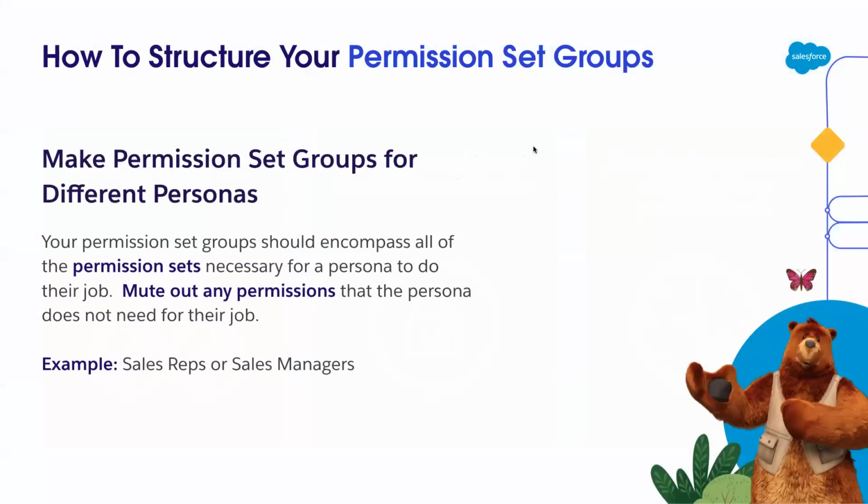So let's talk a little bit about how to structure your permission set groups. You're going to want to make your permission set groups for different personas or a larger job to be done. Your permission set group should encompass all of the permission sets necessary for a persona to do their job. And then you mute out any permissions that the persona does not need for their job, like we talked about, muting out the delete or muting out a create or something like that. You can also mute out user permissions. You can mute out tab access. You can pretty much mute anything that's in a permission set.